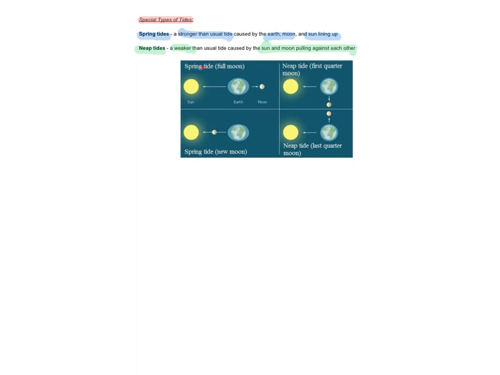So the spring tide is strong and the neap tide is weak. Neap and weak kind of rhyme a little bit. I always remembered it like that.